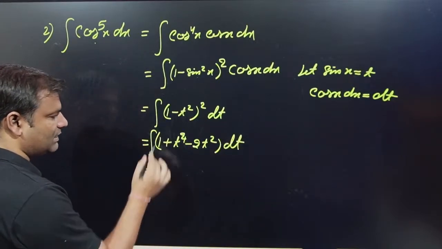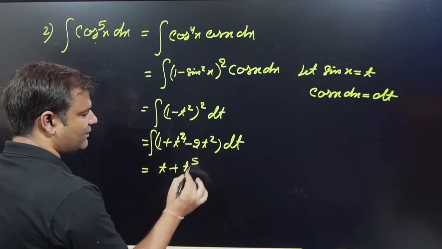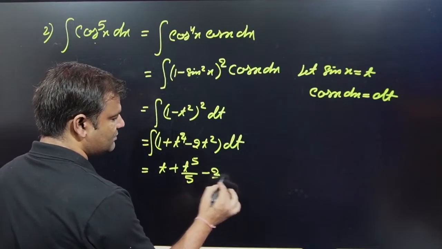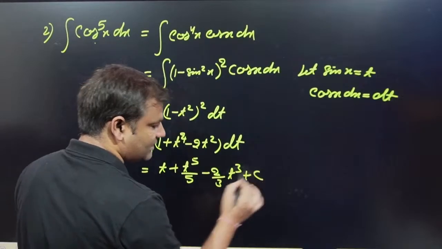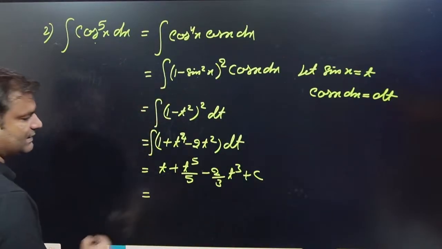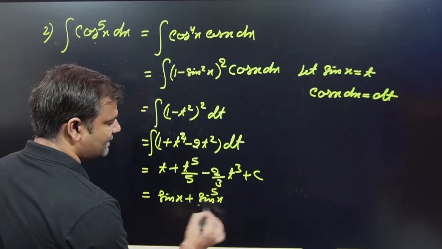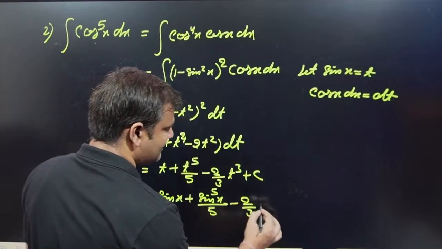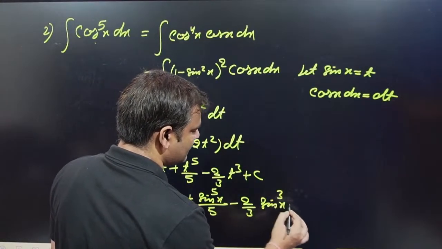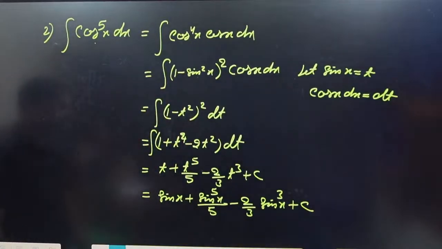Okay, what about that value? t plus t to power 5 by 5 minus 2 by 3 into t cube plus c. Very simple. After that t is replaced by sin x. So here sin x to whole power 5 divided by 5 minus 2 by 3 sin x whole power 3 plus c is the right answer. I hope it is clear.